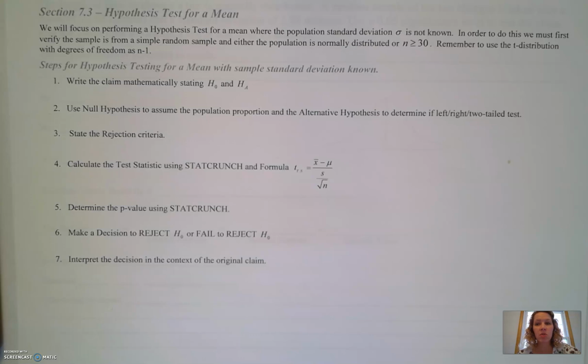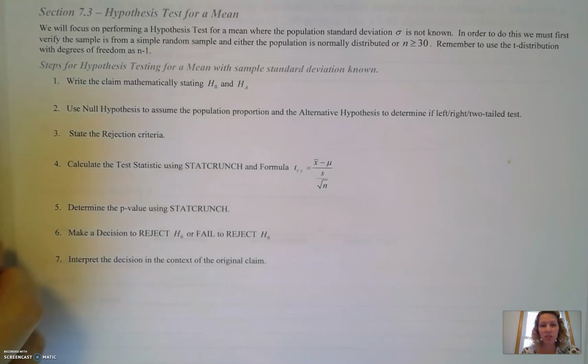In order to do this, we must first verify that it's from a simple random sample and either the population is normally distributed or n is greater than or equal to 30. Remember, we're going to be using the t-distribution with degrees of freedom n minus 1.